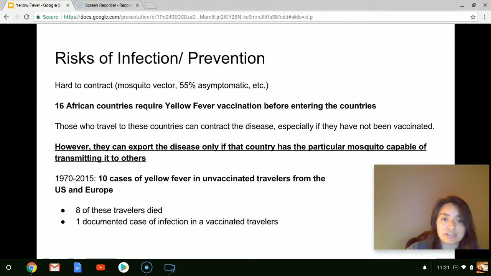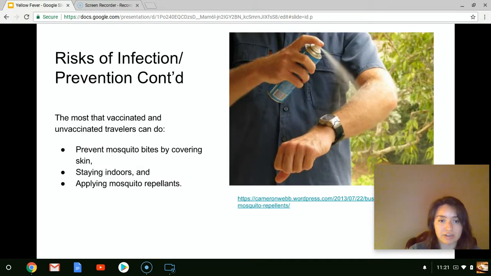So 16 African countries require yellow fever vaccination before entering the country. And there are 10 cases of yellow fever in unvaccinated travelers from the US and Europe between the years 1970 and 2018. 8 of these travelers died, and in one of them, the case of infection was in a vaccinated traveler. They're just not sure how he contracted the virus.